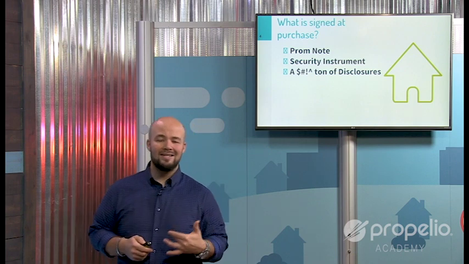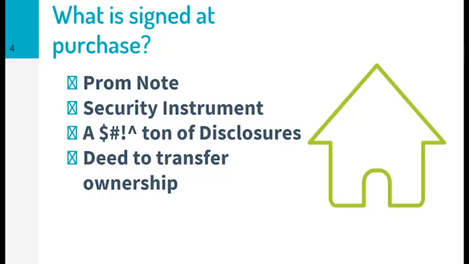But after all of that is signed, you're going to get a deed to transfer the ownership. That deed transfers the ownership. So when you're at the closing, you've got 4 documents: your promissory note, your security instrument, a ton of disclosures, and the deed to transfer the ownership. If you remember in the Understanding Foreclosures video, we talked about promissory notes, security instruments, and the deed to the property. Key things that you're going to be signing when you're purchasing a property with debt.